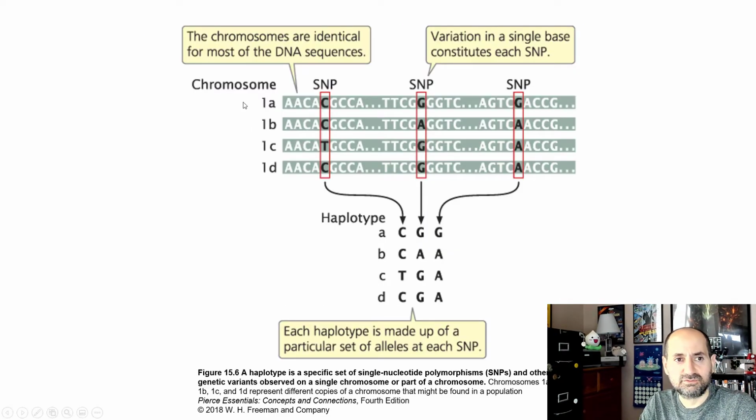So here's an example of what I'm talking about. The chromosomes are identical for most DNA sequences. So you have chromosome 1 from different people. I noticed that the sequence is the same except for these SNP sites. So here's a SNP site, so 3 different SNP sites. Each haplotype is made up of a particular set of alleles at each SNP. Okay, so these are all from different people in a population.